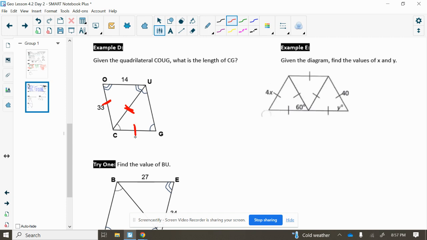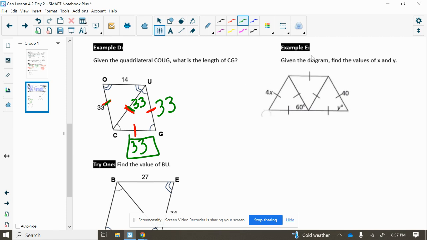So this already has one tick mark. These will also have one tick mark because they must match. So if the side O to C was 33, U to C also has to be that same amount because these are congruent. And then we know these other two sides will also have to be congruent as well and be 33. So if we look at the question, they want the length of C to G, it would be 33.